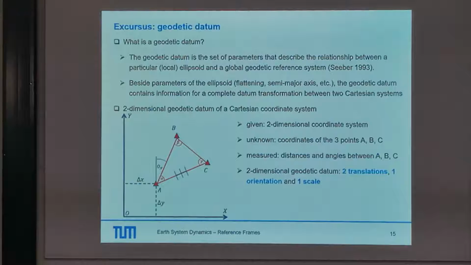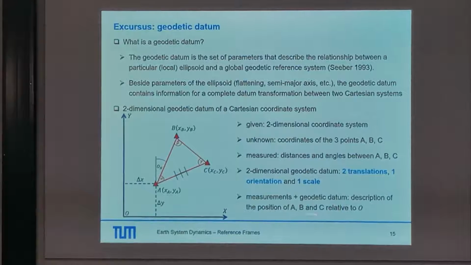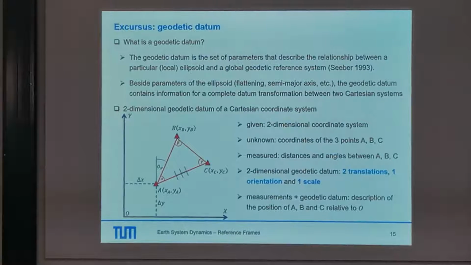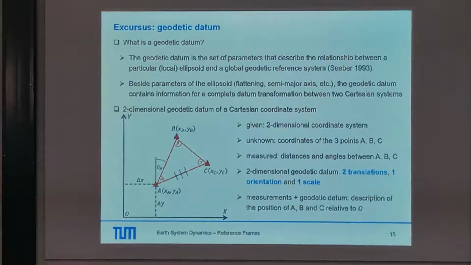And the sum of the geodetic datum and the measurements allows you now to describe the points A, B, and C relative to the origin. Yeah? So in the 2-dimensional case, we have to have 4 datum parameters, 2 translations, 1 orientation, 1 scale, in order to define or relate the system to the coordinates. Great. So we have to do the same now for the geodetic measurements.